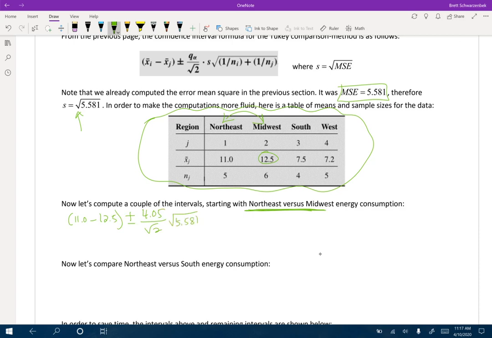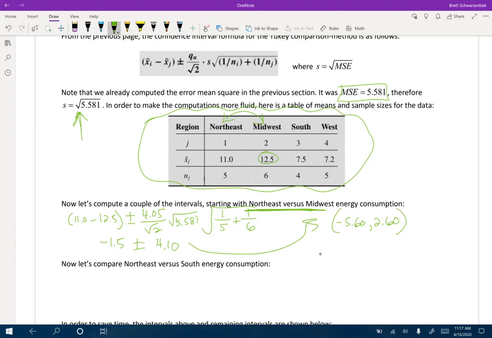So I figured I could have found that value here and put it in, but why not just keep the radical? There's no harm in that. So that's going to be times the square root of 1 over the first sample size, which is 5, plus 1 over the second sample size, which is 6. So if you do this entire calculation, you're going to get negative 1.5 plus or minus. This entire second piece is going to be 4.10. So if we do the interval, we're going to get negative 5.60 to 2.60. All right, so that is our first confidence interval for our Tukey multi-comparison that's taking Northeast versus Midwest.